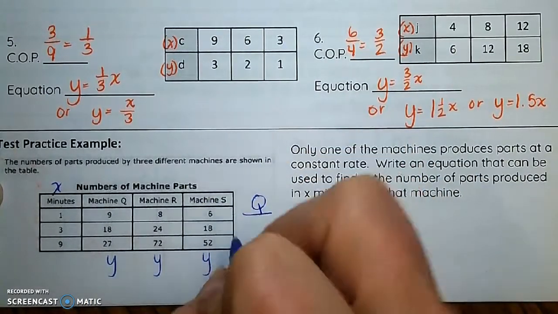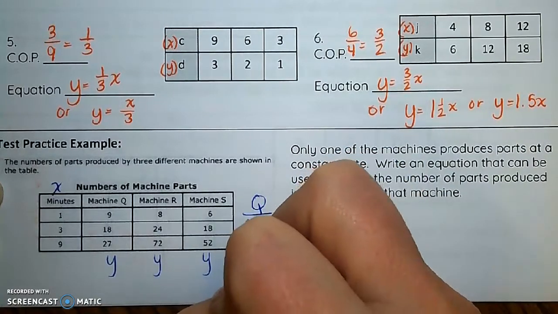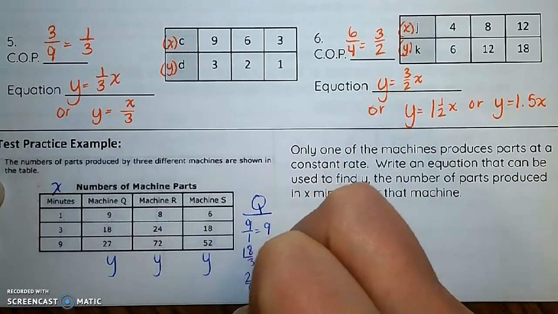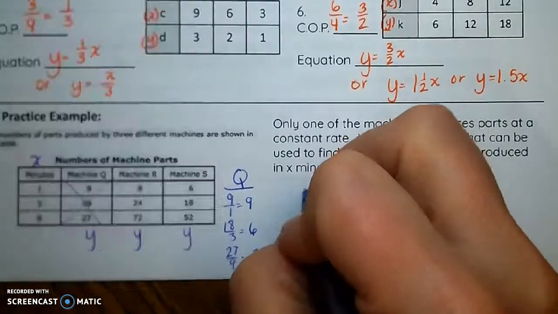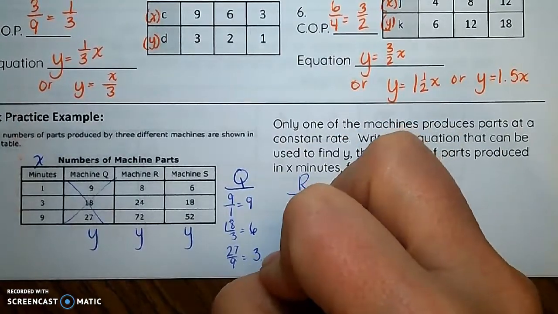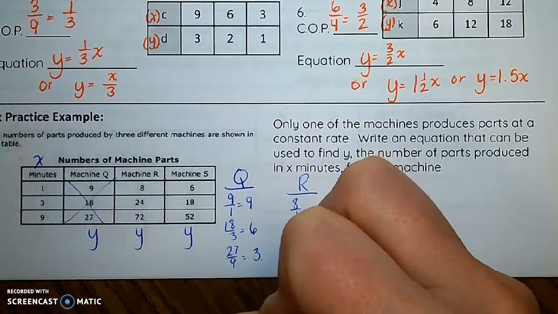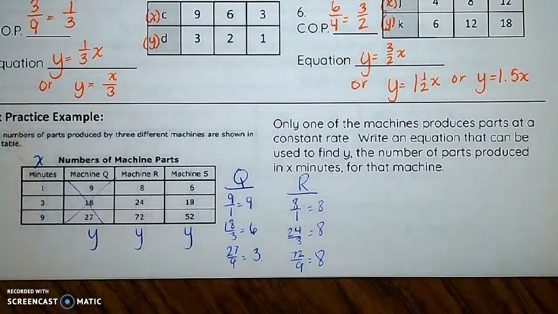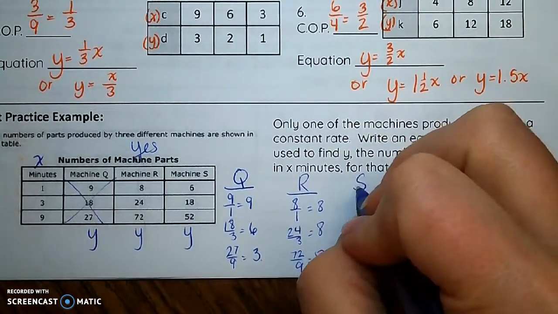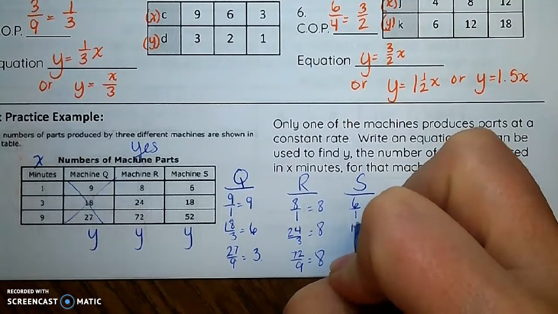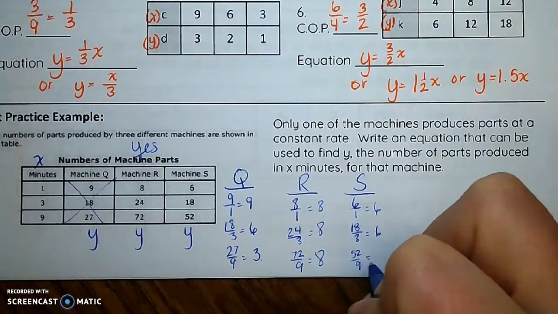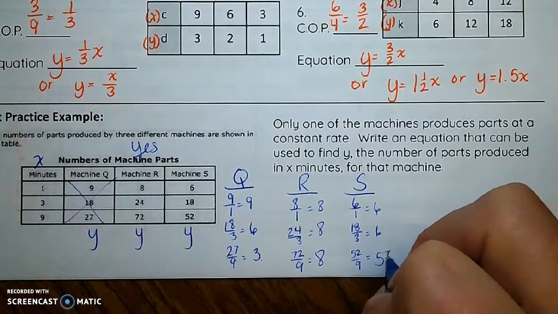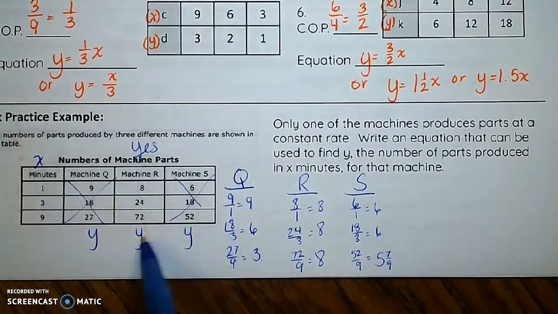So for Q, I get 9 divided by 1, which is 9, 18 divided by 3, which is 6, and 27 divided by 9, which is 3. So since these change, this one is not proportional. When I do R, I'm going to do 8 divided by 1, 24 divided by 3, and 72 divided by 9. Those all have an answer of 8, so this one is proportional. For machine S, I have 6 divided by 1, 18 divided by 3, and 52 divided by 9. This one is not going to be 6. This one's going to be 5 and 7/9. So this one is also not proportional. So the only one that's a proportional relationship is R.